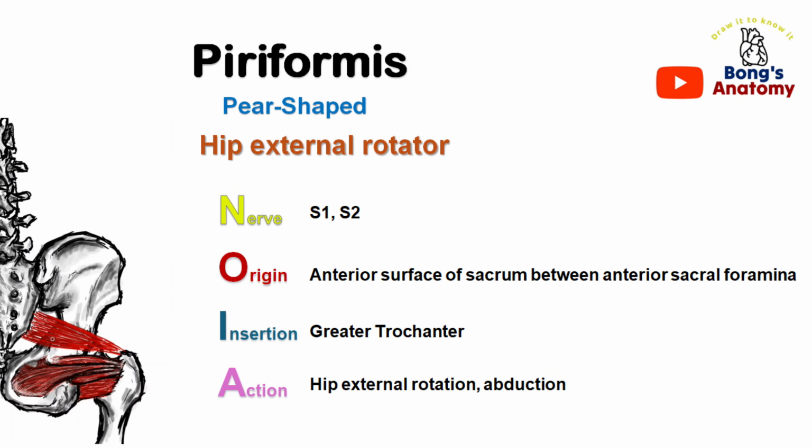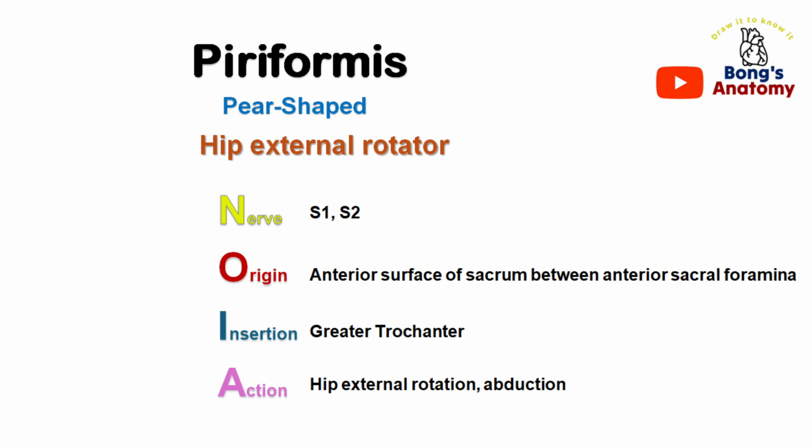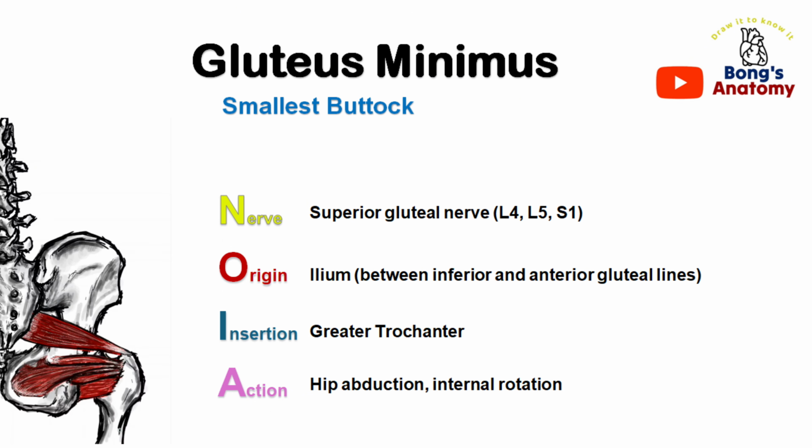Piriformis, piriform, pear-form, pear-shaped, piriformis, innervated by spinal nerves S1, S2, originates from the anterior surface of the sacrum between the anterior sacral foramina. The rest of it is the same as the other hip external rotators.